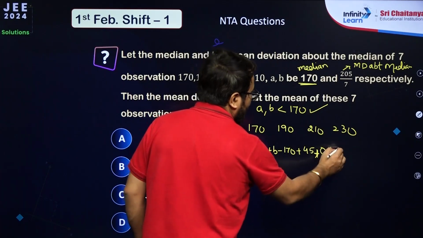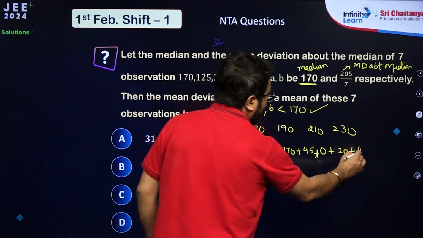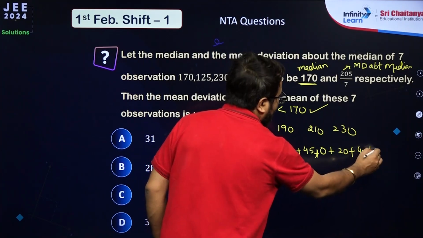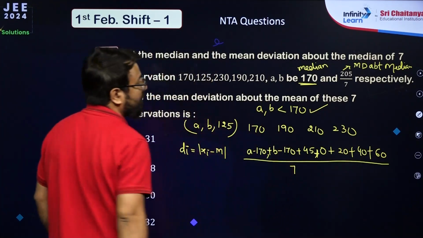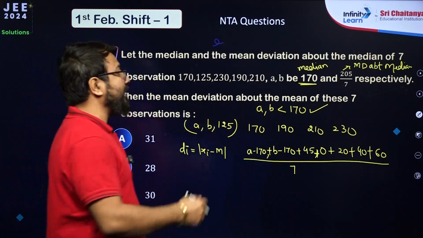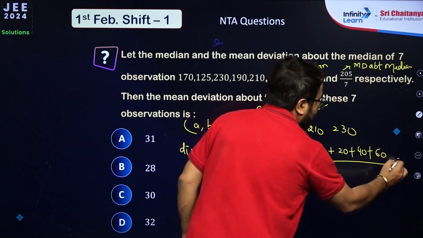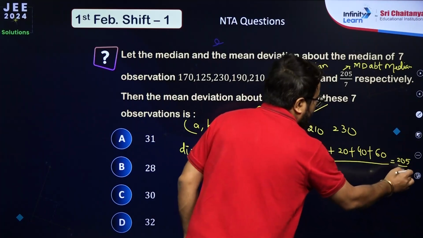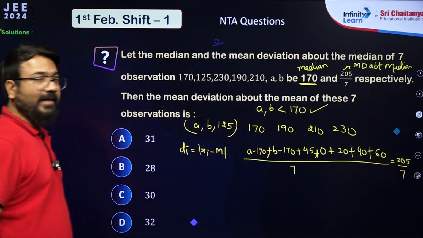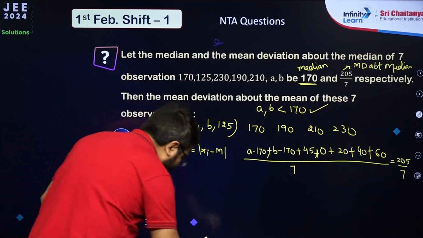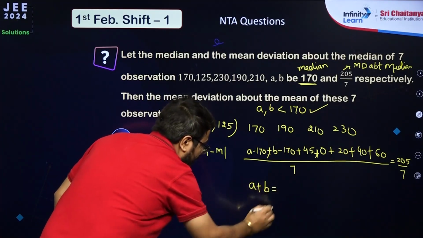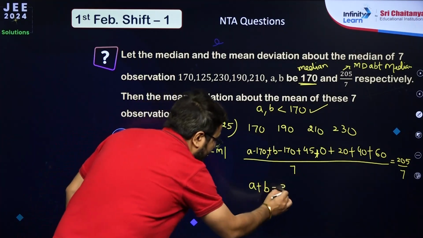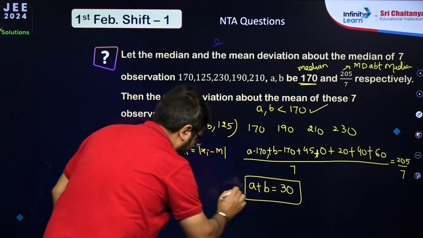Then 190 minus 170, 20. 210, that means 40. 230, that means 60. And this whole is divided by the 7 observations. So this mean deviation about median is 205 over 7. This 7 and 7, both the sides it will get divided. In this way, I will be able to write the value of A plus B, my dear students. So the value of A plus B from here, I will be able to write it as 30.